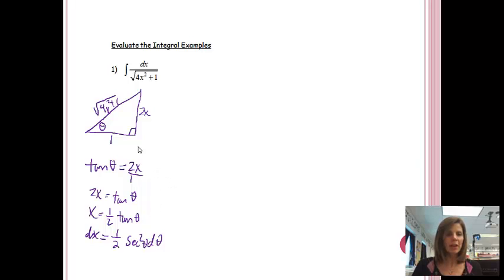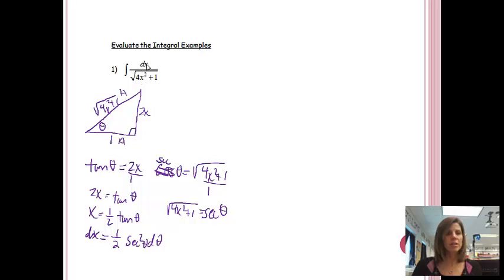The other thing that I do need to find is I would like to solve for the square root. I notice that that will involve the adjacent and the hypotenuse, and we'll use secant instead of cosine. The secant of theta is equal to hypotenuse over adjacent, so I'll have the square root of 4x squared plus 1 over 1, and solving that for the square root of 4x squared plus 1, it will simply equal secant theta.